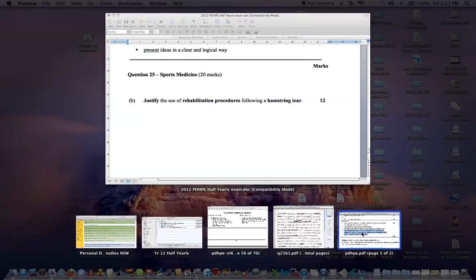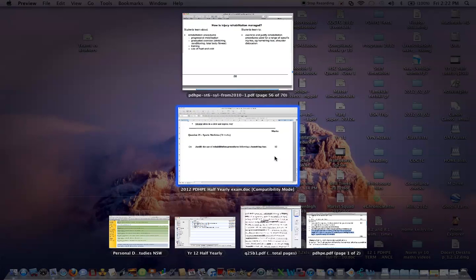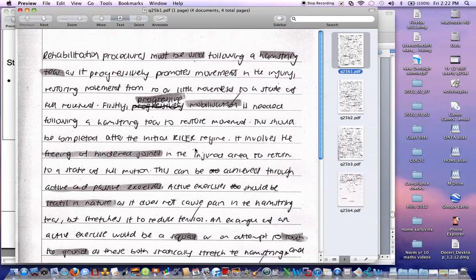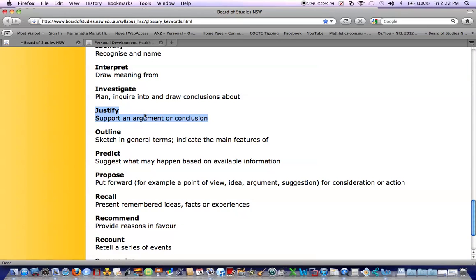We'll have a look at our syllabus, and what we'll notice is that rehabilitation procedures are progressive mobilisation, graduated exercises, training, and the use of heat and cold. They're the 4 areas that need to be looked at. It even says here in our Learn to: justify rehabilitation procedures for a hamstring tear. So that's what our syllabus is telling us. So we've got rehabilitation procedures. Actually, I forgot to give you one thing from the Board of Studies: justify means you need to support an argument or a conclusion. So in order to support an argument for the use of rehabilitation procedures, do you think they're important? Yes or no? Relating to a hamstring injury.